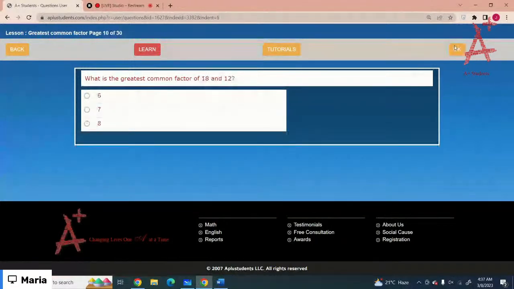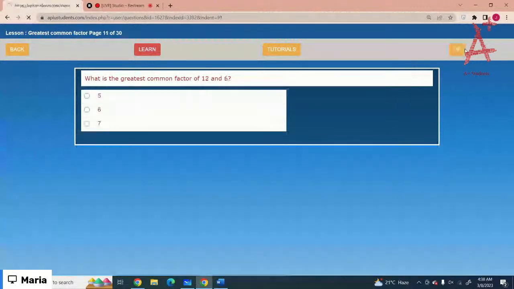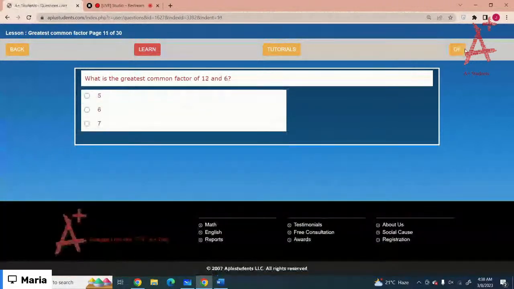Okay, what is the greatest common factor of 18 and 12? Which is the correct option? 6, 7, 8. Very good. That is 6. 6 is the number that can divide both 18 and 12. Got it. Okay, what is the GCF of 12 and 6? Very good. Again, this is 6.